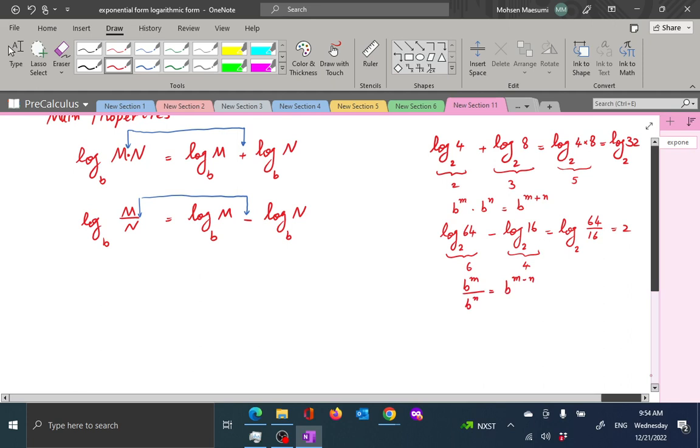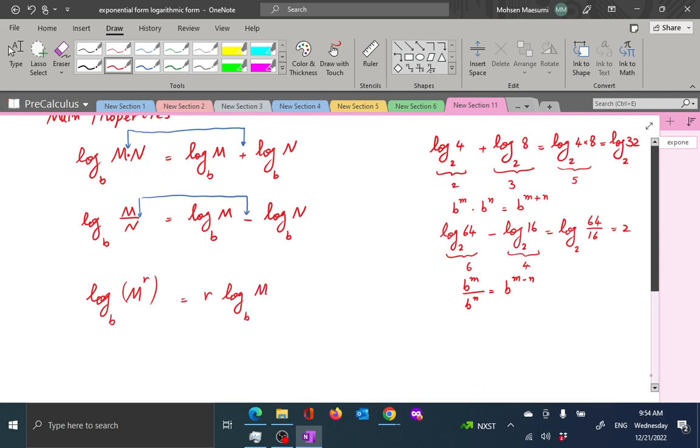Third rule that we have is the logarithm of an exponential in base b, same as the exponent times the logarithm of the base of that exponential expression in same base. So for example, logarithm of 25 cubed in base 5 is 3 times the logarithm of 25 in base 5. Both of them, of course, are simplifying to 6.